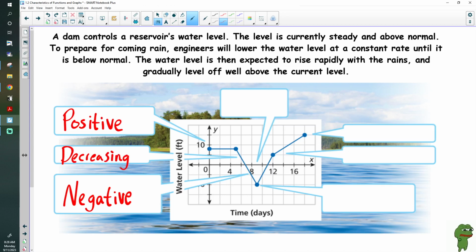From a little after 4 until a little after 9, the water level is decreasing. That's a perfect characteristic. I don't know how else we would describe that portion of the graph. It is going down.